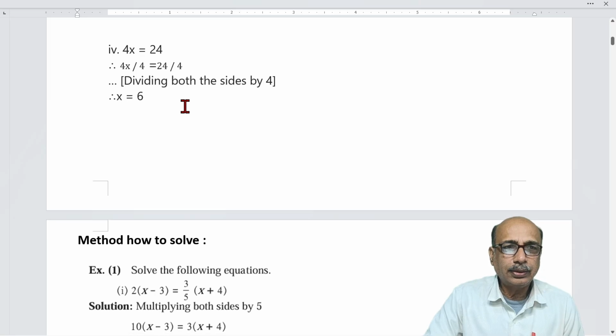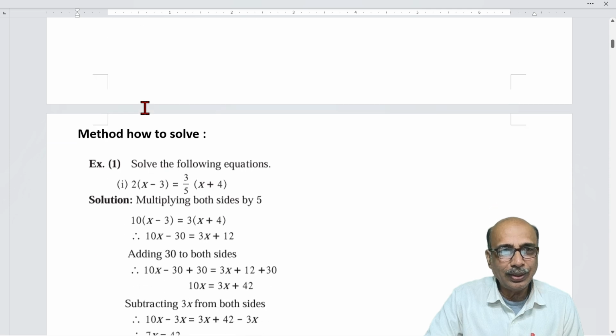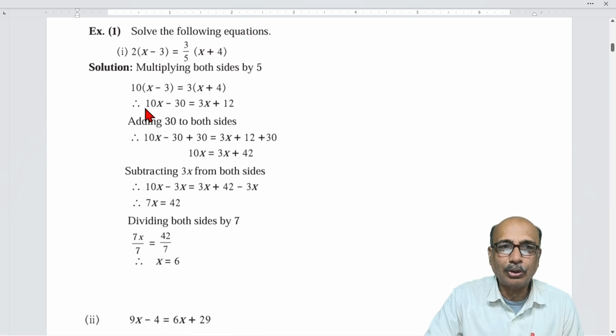Next, 4x equals 24, dividing by 4 on both the sides as it is multiplied. So dividing by 4 on both the sides, 4 will get cancelled here. What is left is x only, and 24 divided by 4 is 6. Very simple examples these were. Now, the method of how to solve.